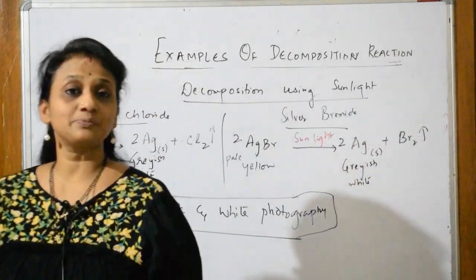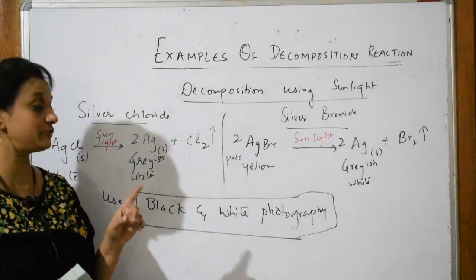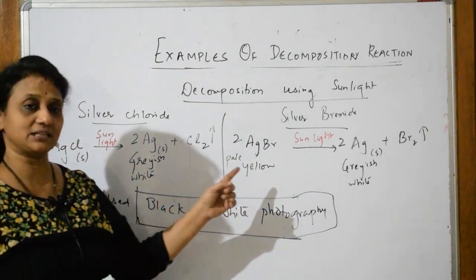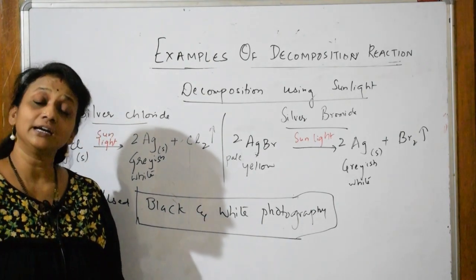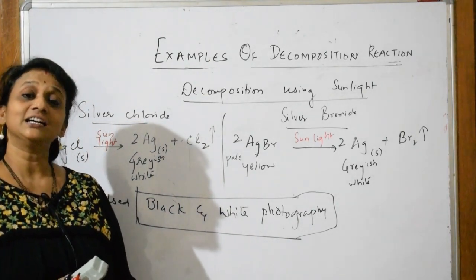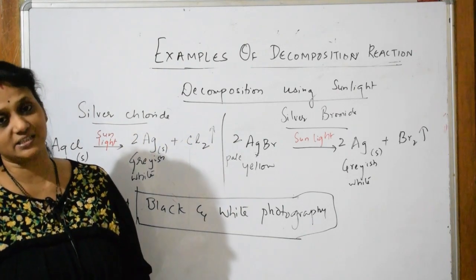So this is the concept of decomposition of silver chloride and silver bromide. Remember the colors. I'll get back to you again with the electrolysis process, that is the decomposition using electricity.